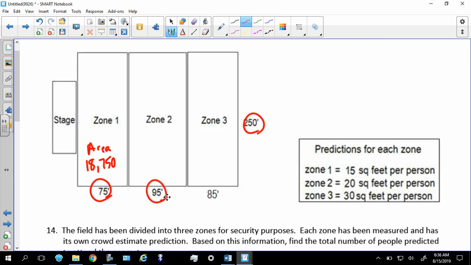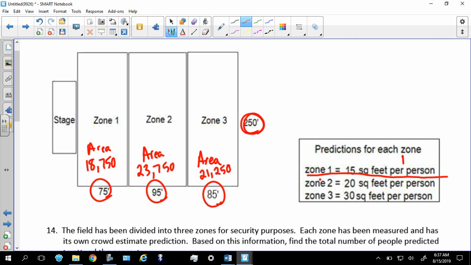Zone 2 is a 95 by 250. So multiply those together, you get 23,750 for the area. And then lastly, zone 3, 85 times 250. So the area is 21,250.